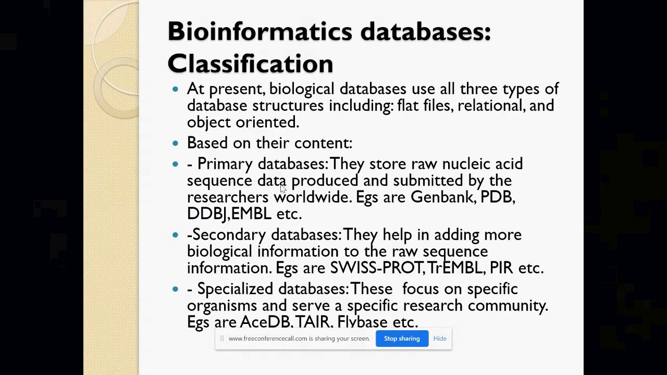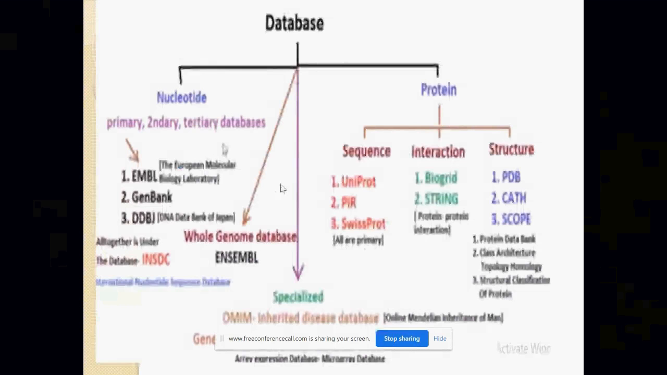Then come specialized databases. As I told you, here the focus is on specific organisms. Organism-wise, it stores the data for a specific research community. An example is ACeDB, which is a microbial database. Then TAIR, FlyBase, etc. TAIR is also an example of a genome database. So they basically contain organism-specific genomes like that.